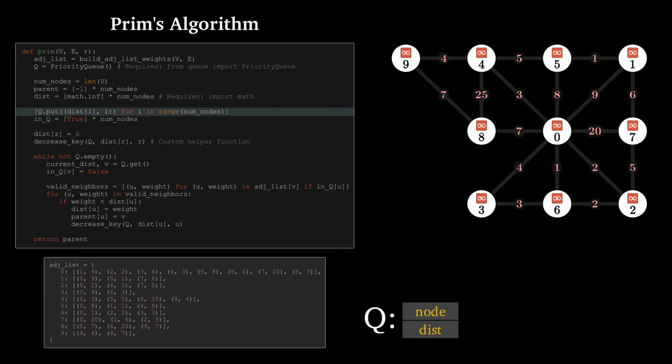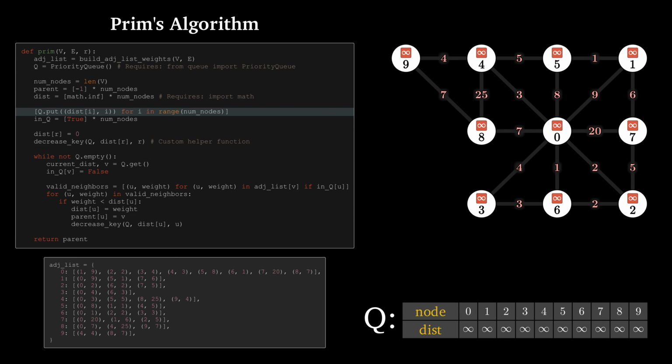For each node I, we put the tuple consisting of its distance and the node index I into the queue. Additionally, we create here a new list called inQueue, where every entry is initially set to true since all nodes of the graph are contained in the queue at the beginning.